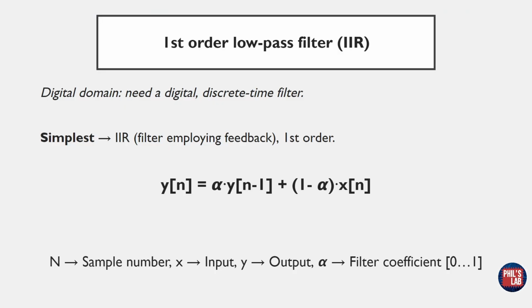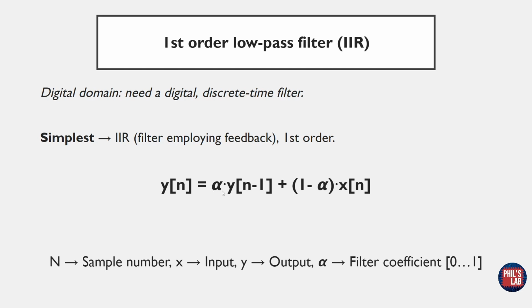We'll be going with a very simple IIR, so a filter employing feedback, and it's going to be first order. We have n, or lowercase n, as our sample number, x is our input, y is our output, and we have a single filter coefficient, and we'll call that alpha. That's anywhere between 0 and 1. Essentially, our current output, y of n, is alpha, our filter coefficient, times the previous output, so y of n minus 1, plus 1 minus alpha times x of n, which is our current input.